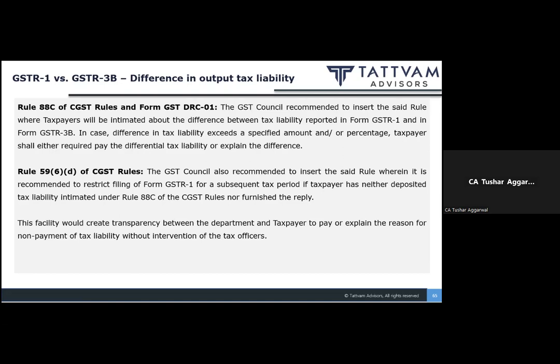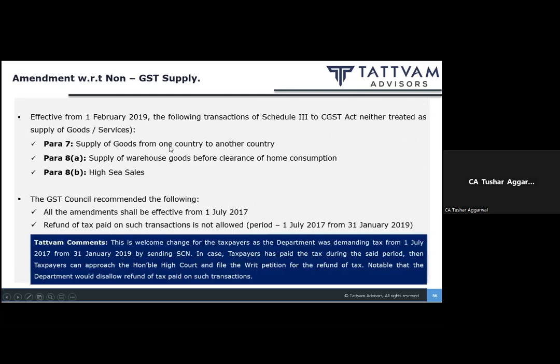What will be shown in your system? That GST 1 filed. It is coming in your 2B. GST 3B status, yes, filed. Now what will happen is that the government will issue a notice to me that the difference in my 1 and 3B is so and so much. Either I should explain the difference or pay the differential tax liability. If I'm not able to pay the differential tax liability, they will not allow me to file the next month GST 1.